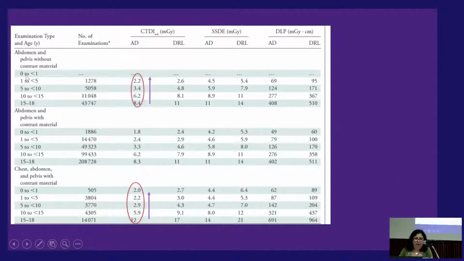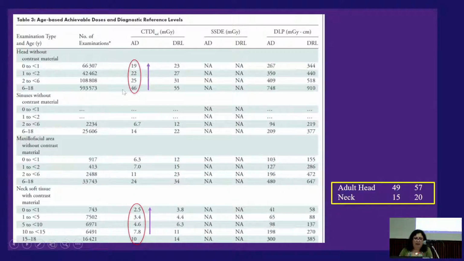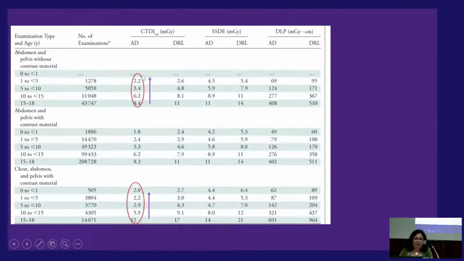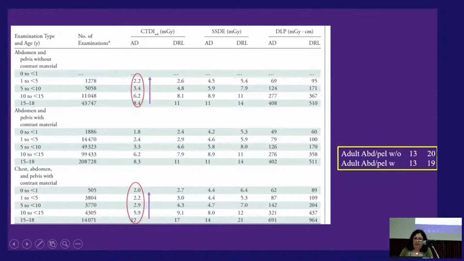Similarly, for abdomen, here is the dose as a function of age. It's not as high as for head, but it is going up as the age is going up, which is good to see. Again, both for abdomen and pelvis, and here's just abdomen and pelvis as well. And here is a comparison to the adult data. So in all cases, our doses for peds were lower than the adult DRLs, which was fantastic news.